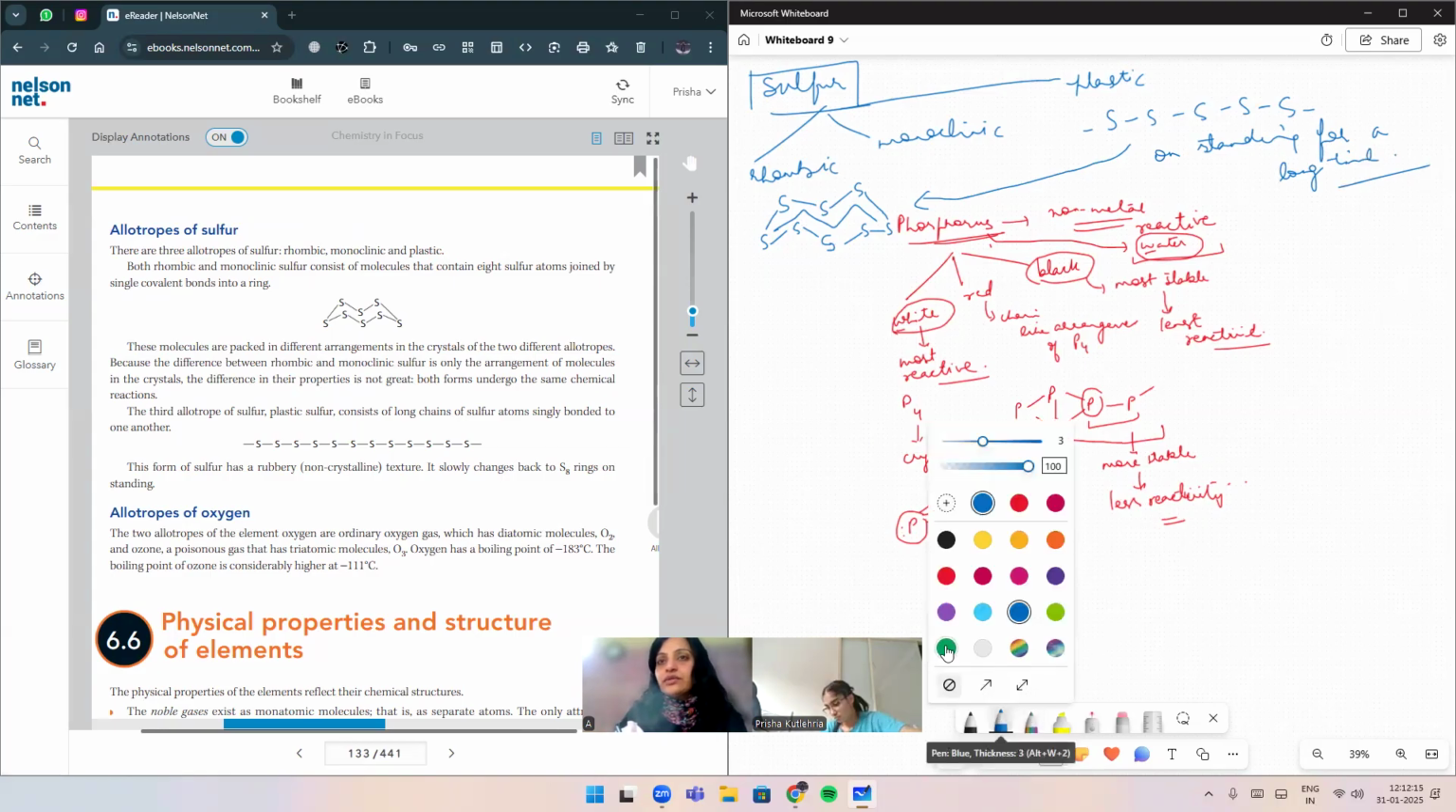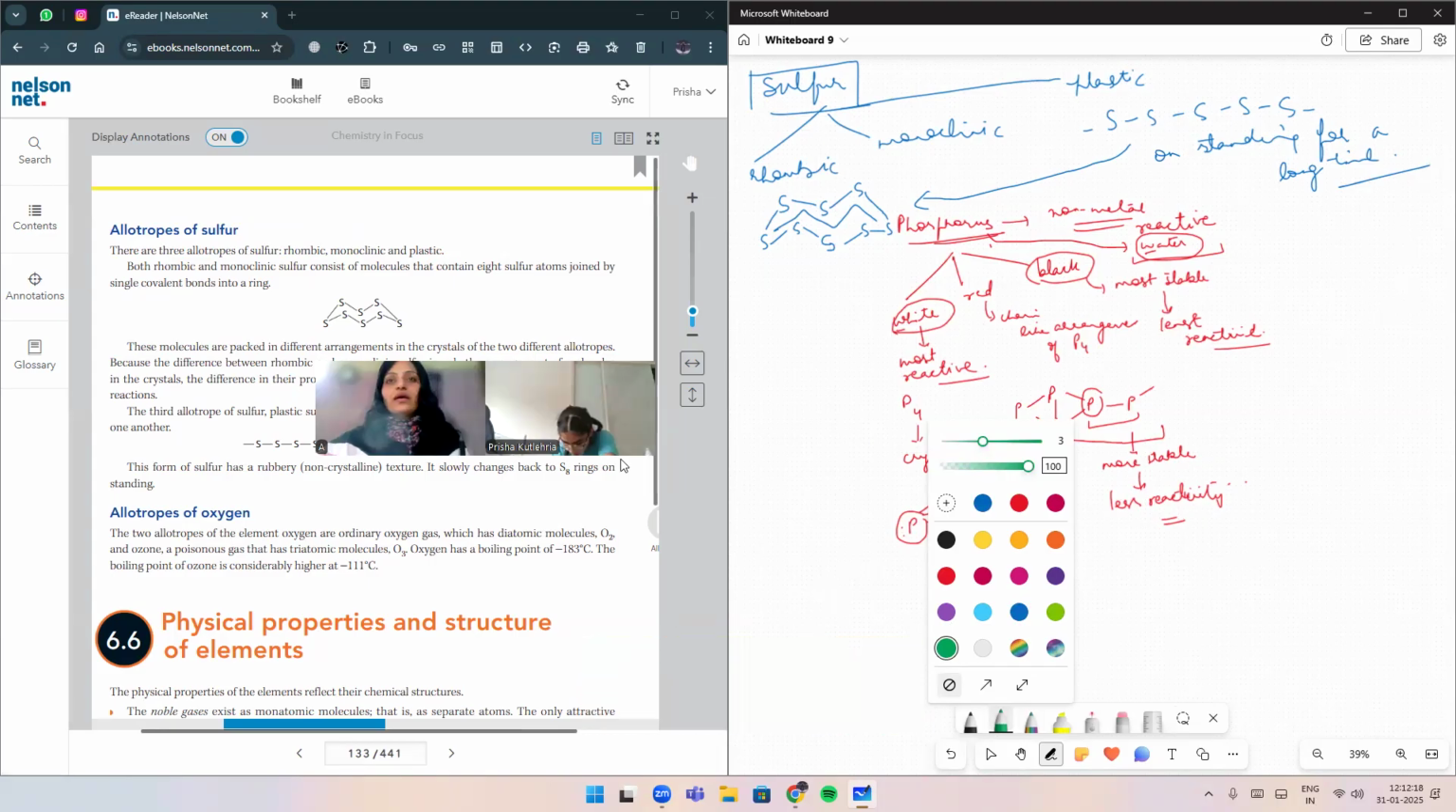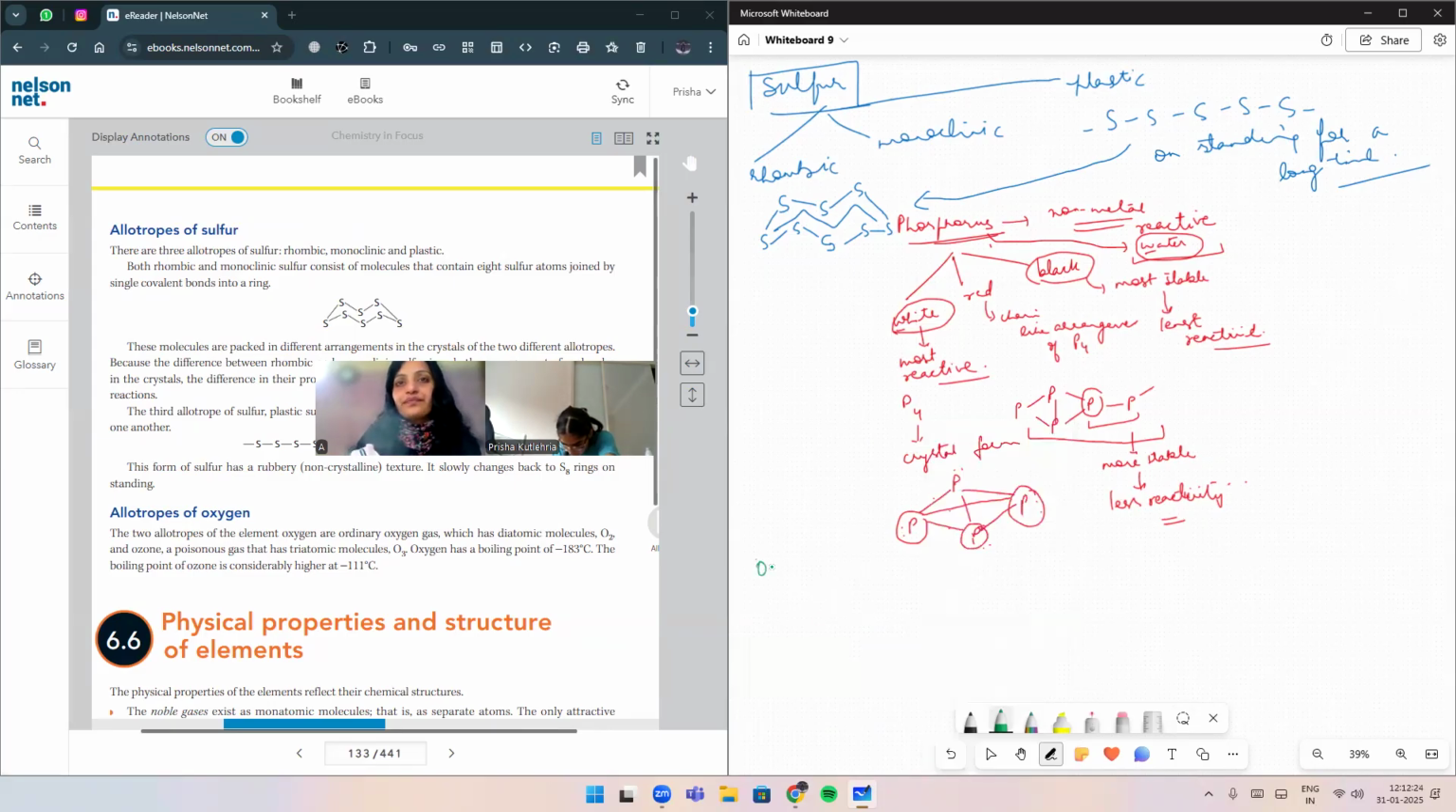Next comes your oxygen. Now we are going to take green. Okay, oxygen has two allotropes. One is your simple diatomic oxygen molecule, and the other is the triatomic oxygen molecule. This is simple oxygen gas, which we breathe in. And this one, O3, is your ozone. Okay, this is a poisonous gas, and the oxygen which we breathe has a boiling point of minus 183 degrees Celsius. And when we talk about ozone, it has minus 111 degrees Celsius. Okay, so this is the higher boiling point.